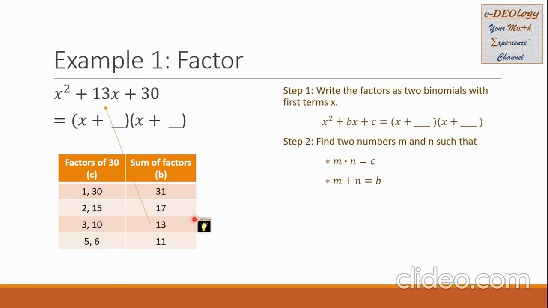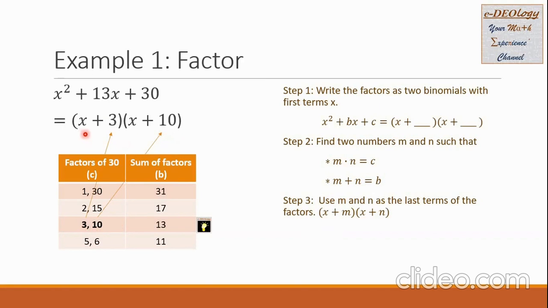As we can see here, this 13 matches our b. It means to say the factors 3 and 10 are what we want for the m and n. So step 3, we are going to use the m and n as the last terms of the factors. So from here, the 3 and 10, we're going to put on the blanks. So it's now x plus 3 times x plus 10.